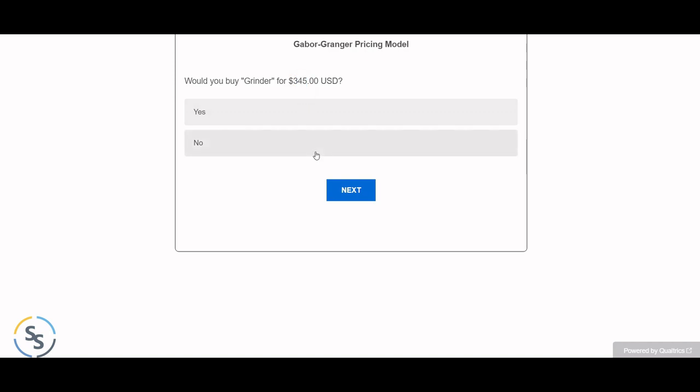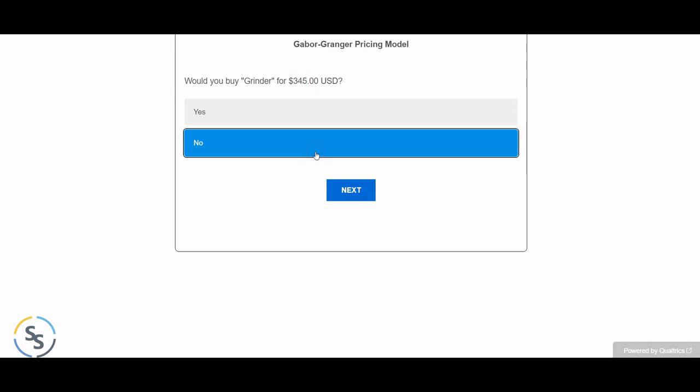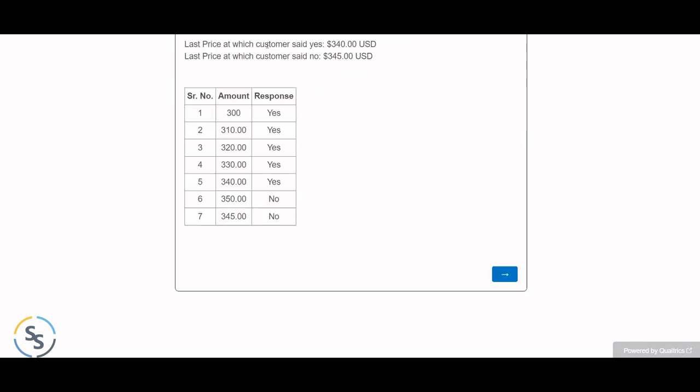All the responses for each displayed price point are stored in Qualtrics for further analysis, as seen in the table. The exercise can be easily customized as required.